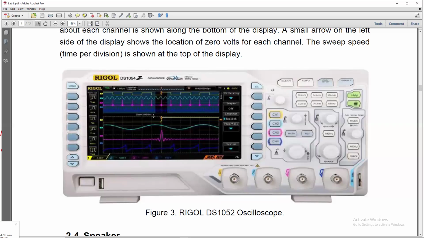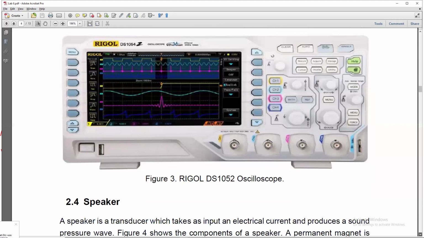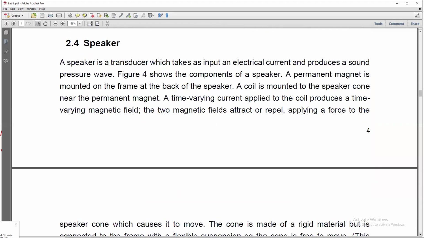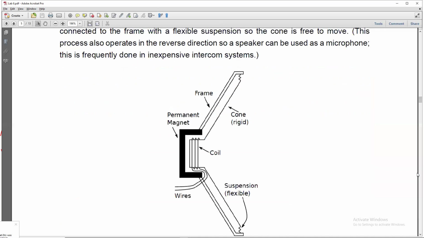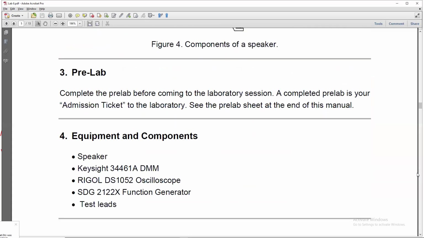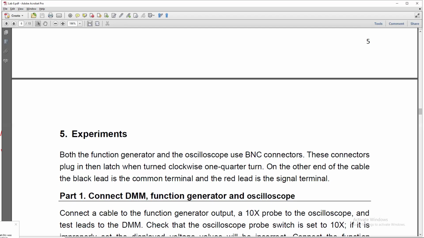Same thing for the y-axis, it's the voltage. Okay. Anyway, the other thing is just a speaker. So I'm going to use a speaker. So here in this lab, just a normal speaker, so that after you generate the AC signal, you can hear the sound. It's just for fun.